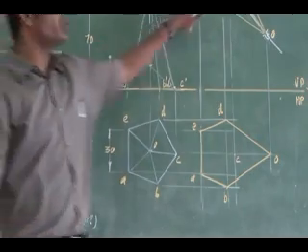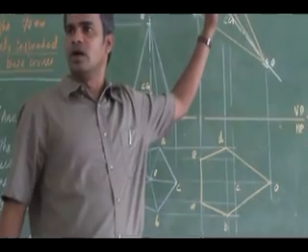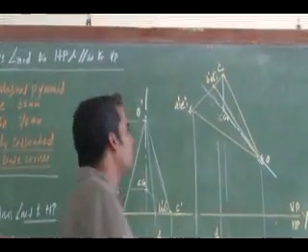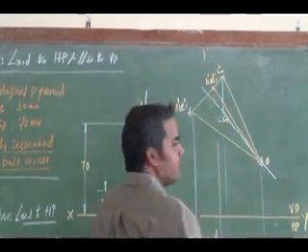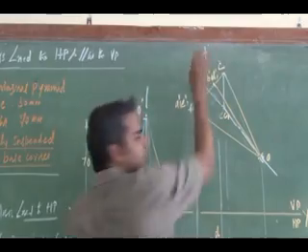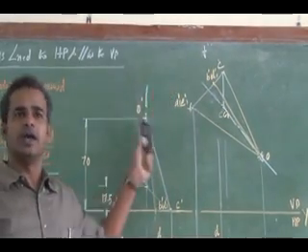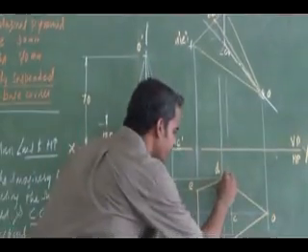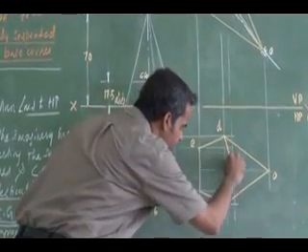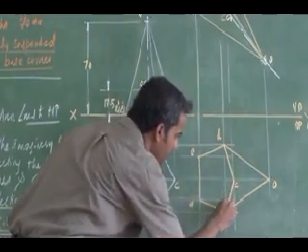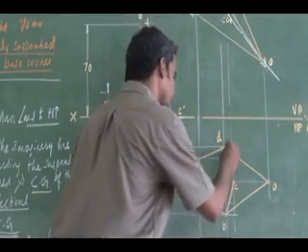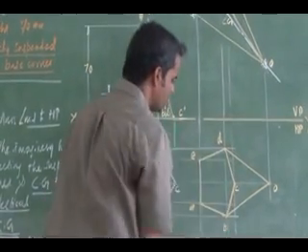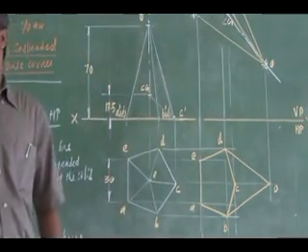Then look at the base. From the top, if I look, is the base fully visible or partially visible? It is fully visible. So I can show my base corner edges as visible in my top view. Right, final top view. The other base is on the periphery boundary itself.